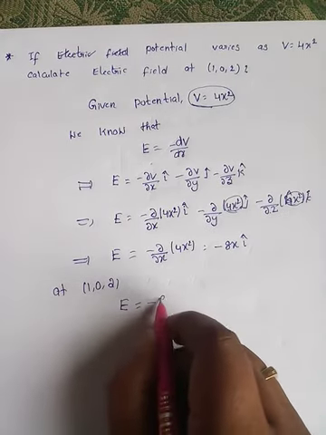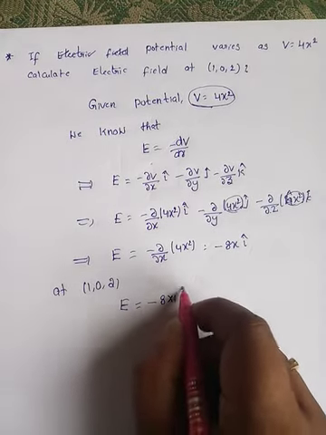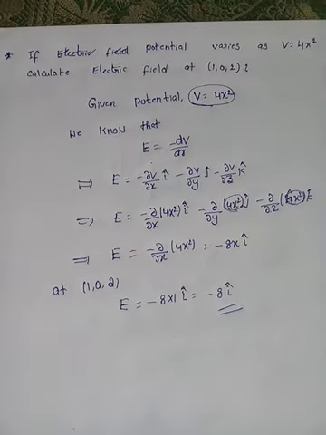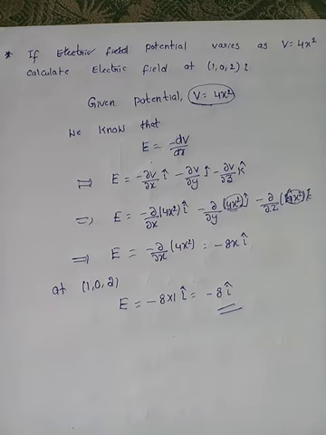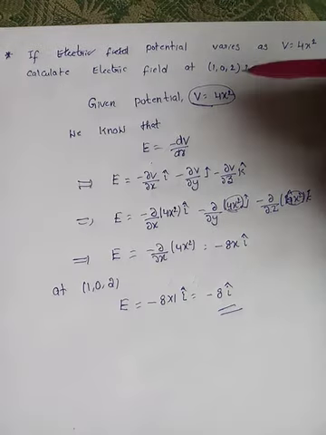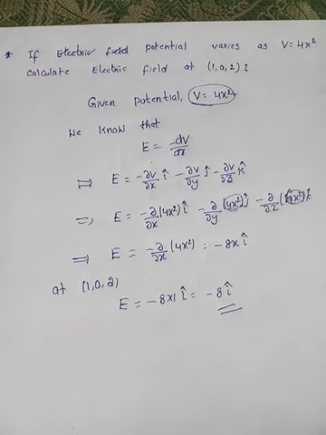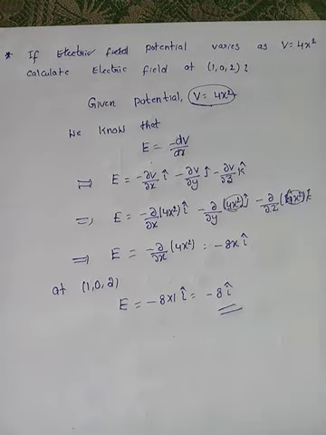At 1, 0, 2, E equals minus 8 into 1 into i cap, that is equal to minus 8 i cap. So if potential varies along the x-axis in a plane as V equals 4x square, then what is its electric field at 1, 0, 2?